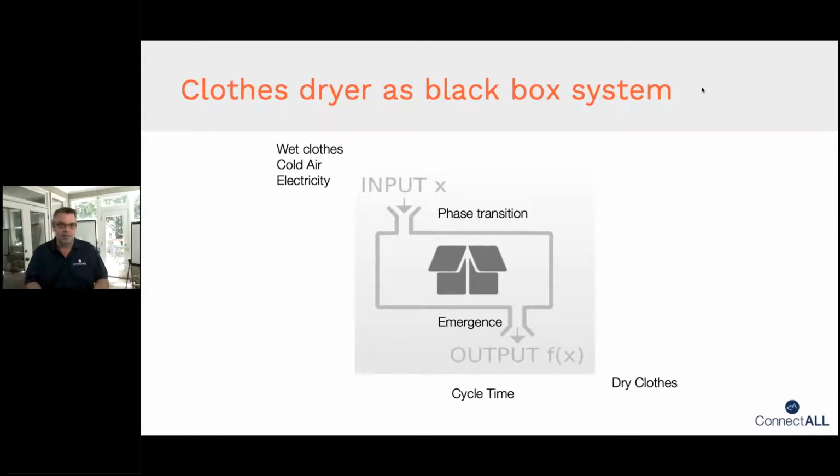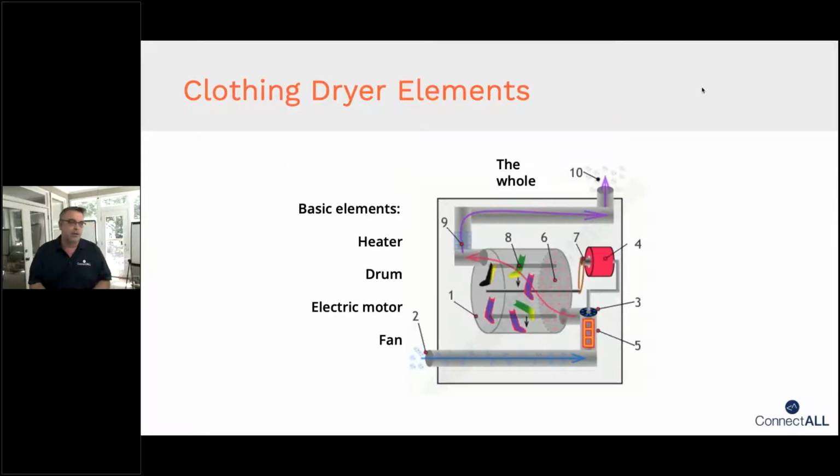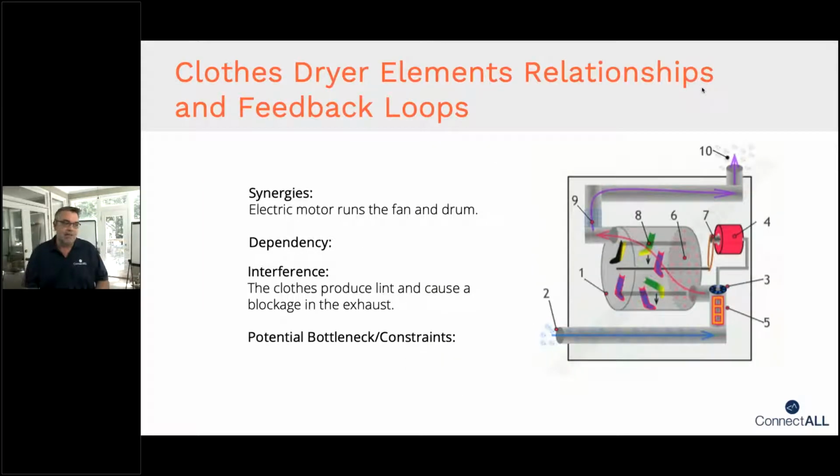A system is a sum of parts that come together as a whole to produce an output. So inside a dryer, there are the basic parts, which are the heater, the drum, and the electric motor, and all of these work together to get that desired outcome of dry clothes, right? Pretty straightforward. This is a system. And synergy is how those different parts work together.